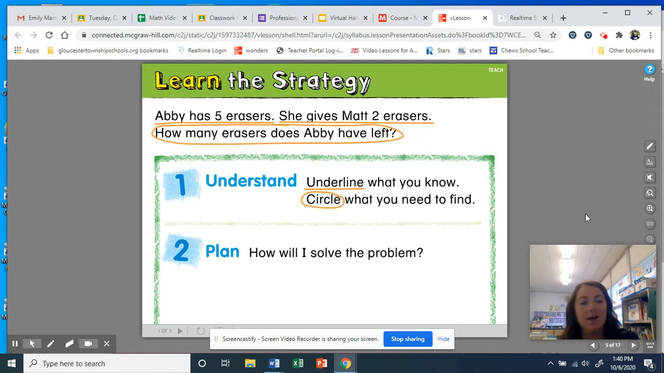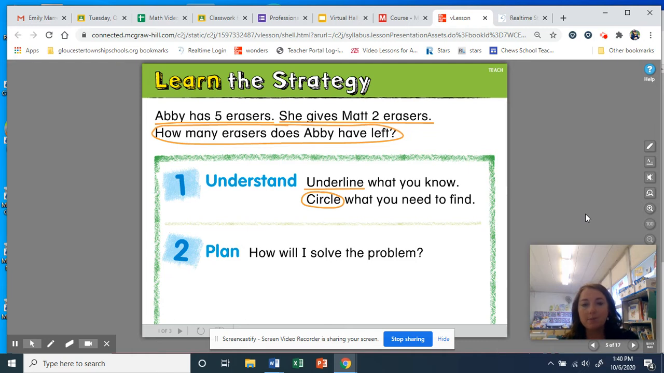All right, boys and girls, now you need to get out your math pages for Chapter 2, Lesson 6. And today we're going to be doing some problem solving. So we have a word problem up here. It says, Abby has 5 erasers. She gives Matt 2 erasers. How many erasers does Abby have left?